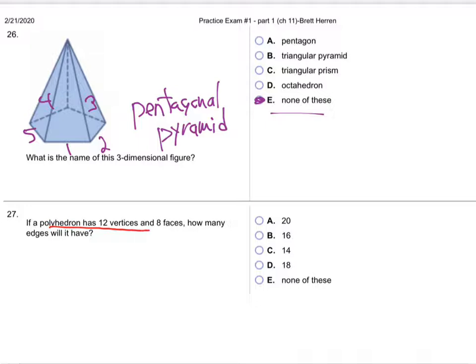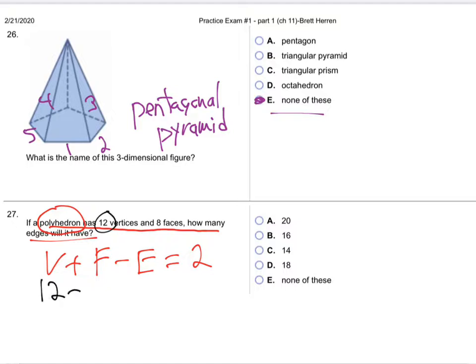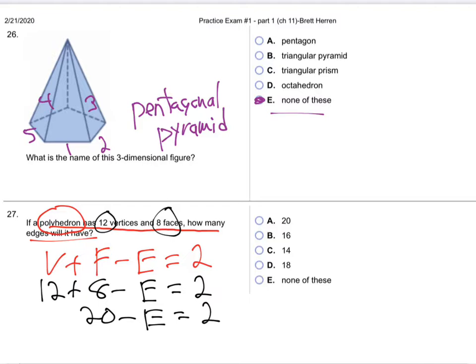And then last, number 27. If a polyhedron has 12 vertices and 8 faces, how many edges will it have? Well, we had a formula. Vertices plus faces minus edges equals 2. That's a true formula for any polyhedron, so it's a good thing to put on your 3x5 card. So they're telling us vertices 12 plus faces 8 minus edges is 2, so that's 20 minus edges is 2. What does edges have to be to make that true? 18, right? 20 minus 18 will be 2. There's got to be 18 edges. There we go.